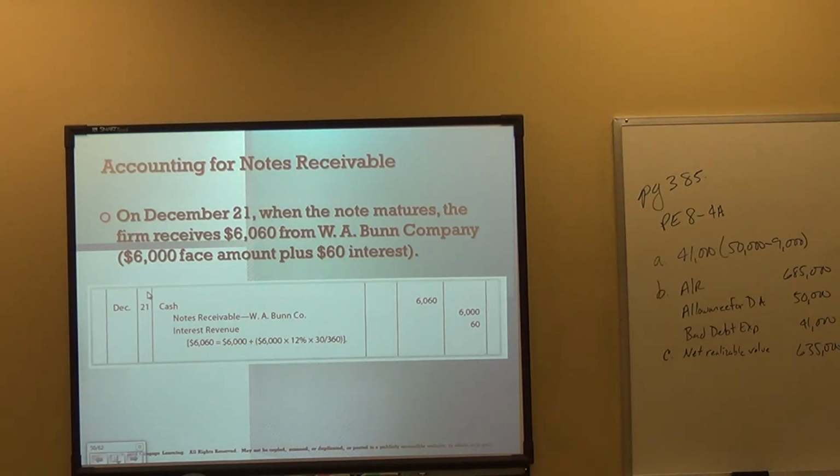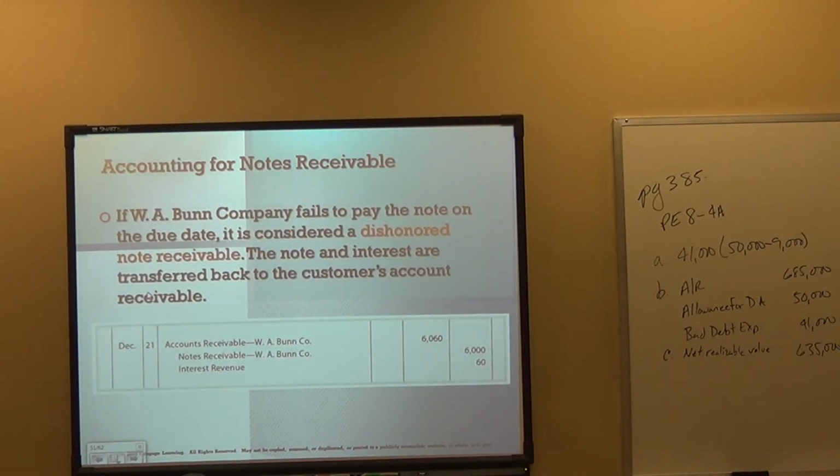Questions on that? How that worked out? Now, if the company failed to pay the note on the due date, it is considered a dishonored note receivable. The note and interest are transferred back into the customer's accounts receivable. Put that back in, and then we're able to do the other stuff that we did before. So we put it back into the accounts receivable.